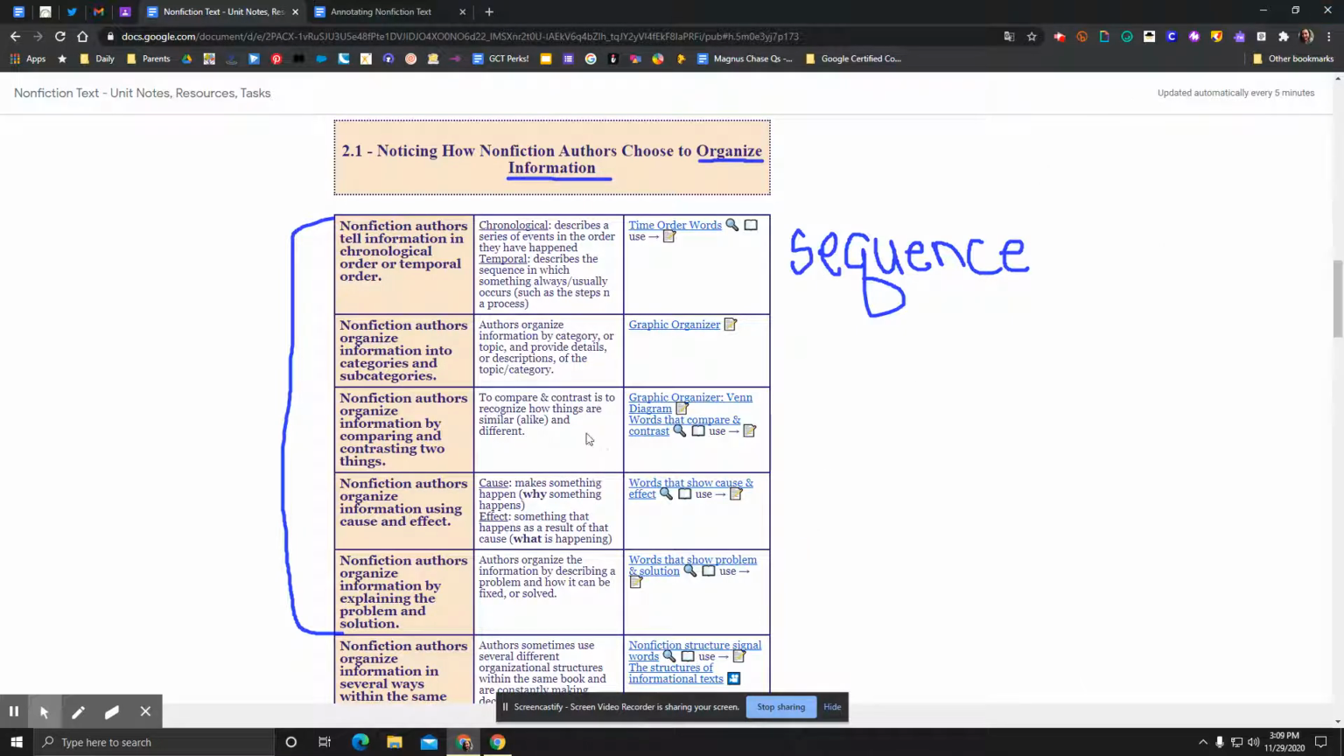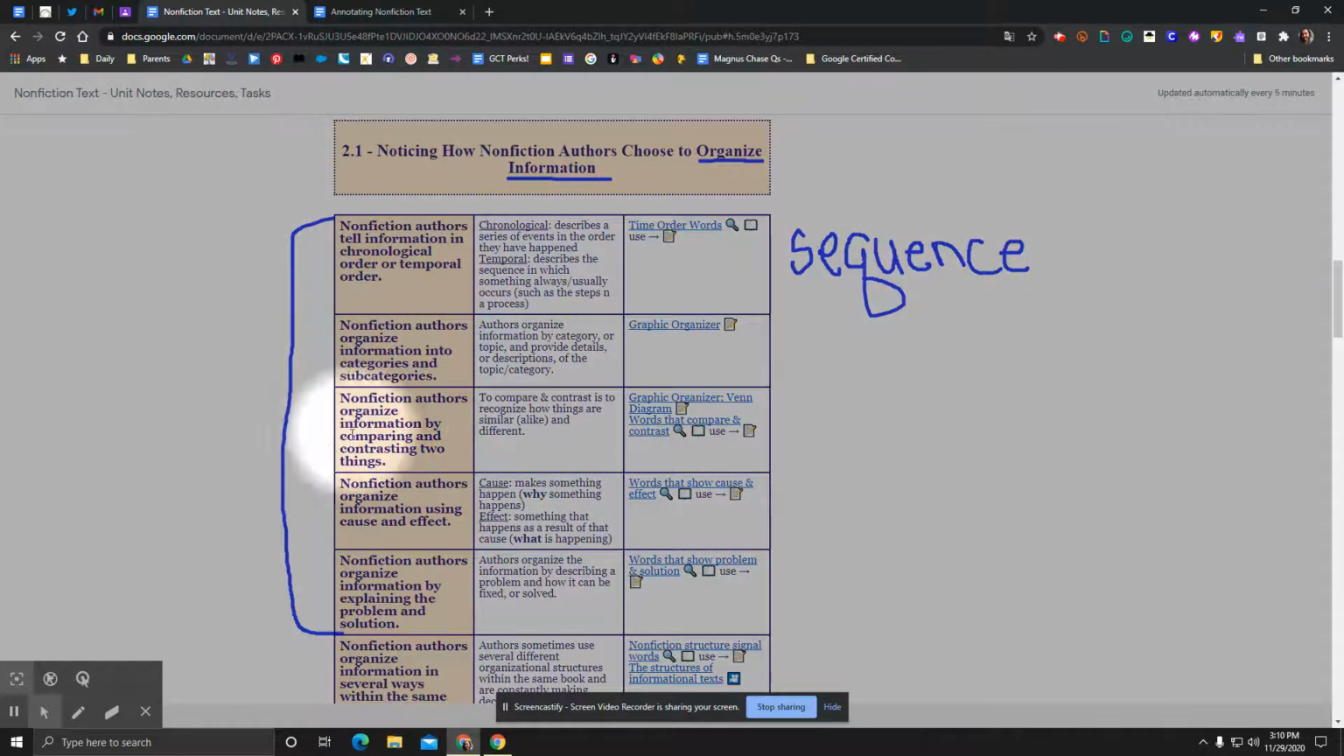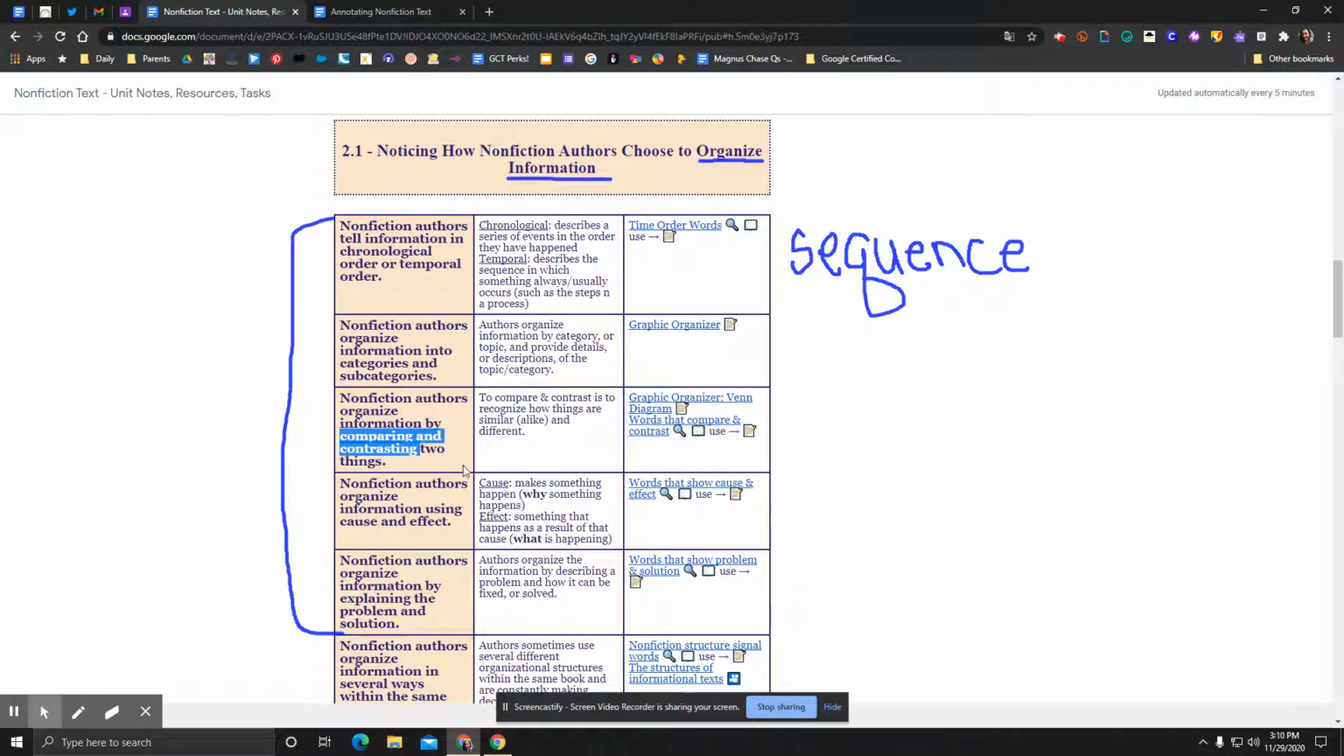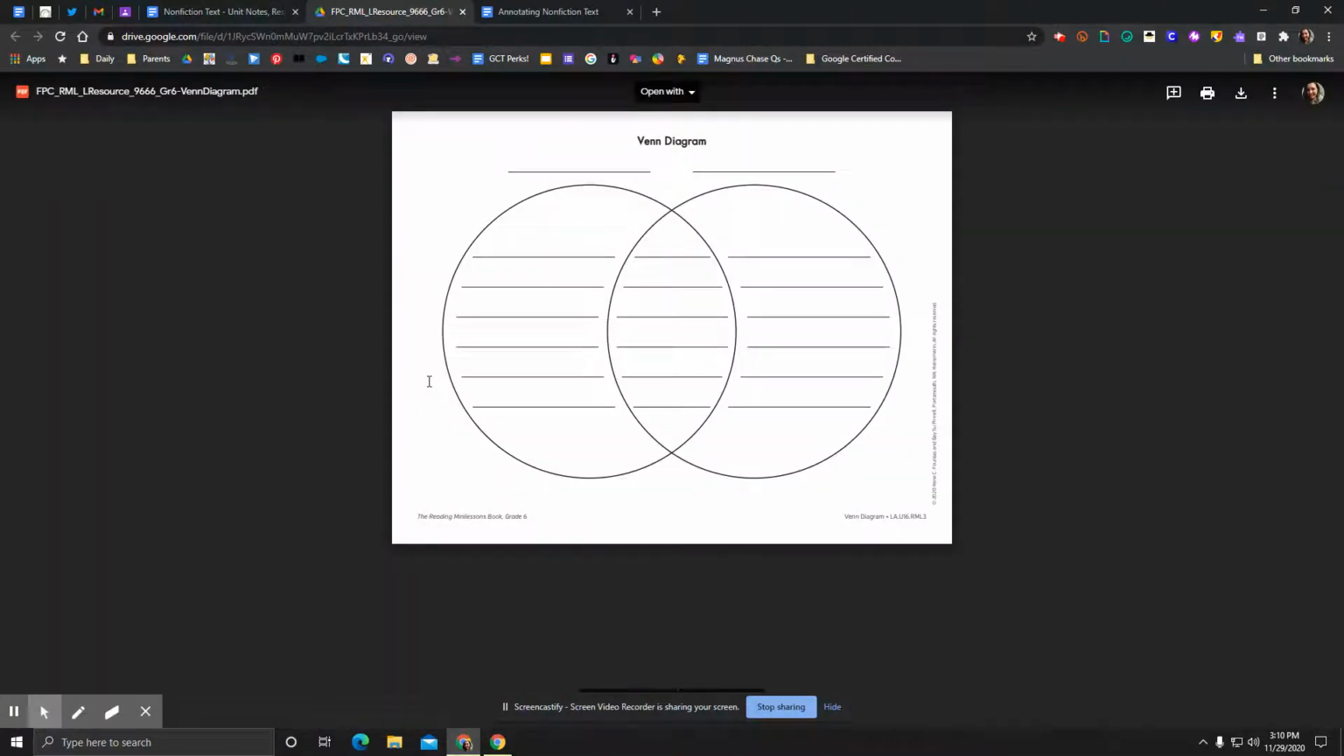The third way that authors organize information that we're going to take a look at is to compare and contrast. Now, you'll notice this is 2 things here, and I want to be clear that it can be 2 or more. So when we compare and contrast, we're looking at how things are similar and how they are different. And we often use a specific graphic organizer called a Venn diagram when we do this. This would be an example of a Venn diagram.